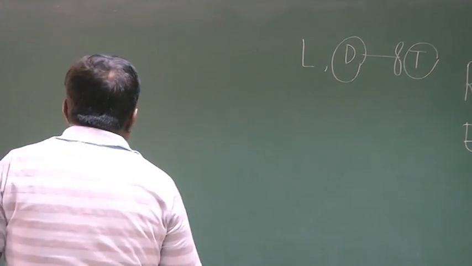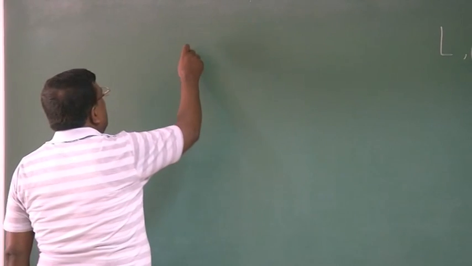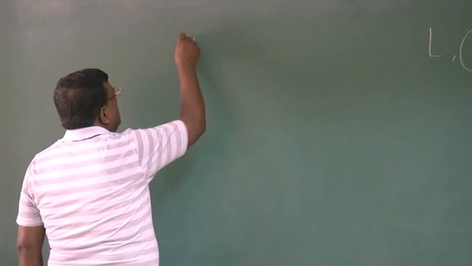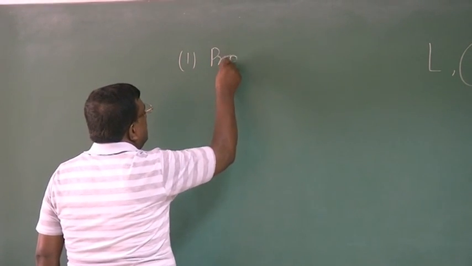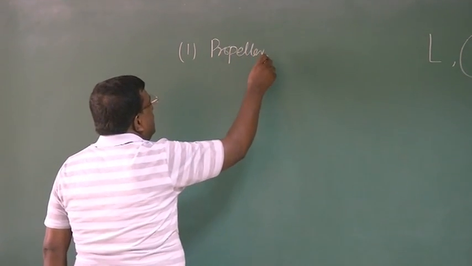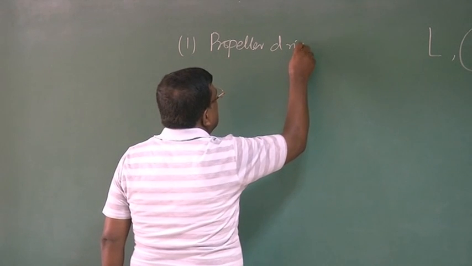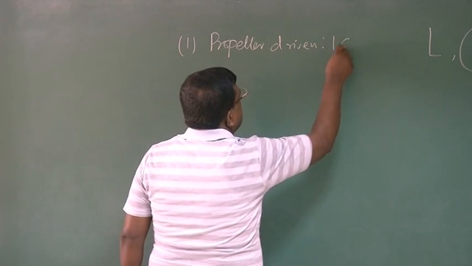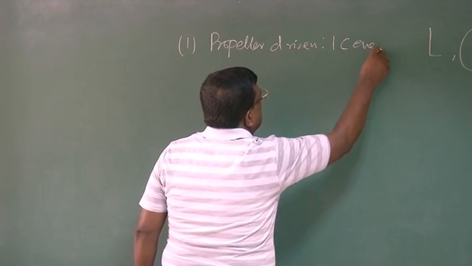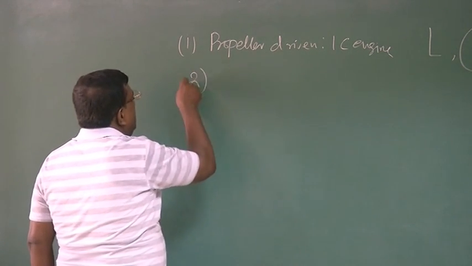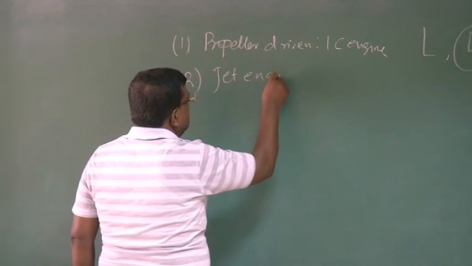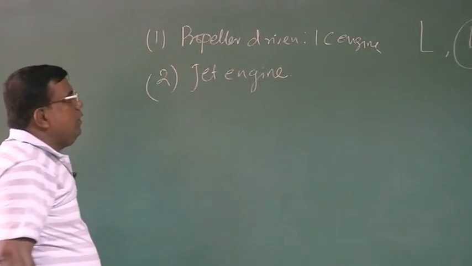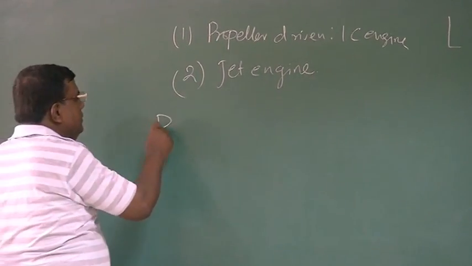So let us see, we have been discussing two types of airplane. One is propeller driven, typically IC engine, and the second one we are considering is the jet engine. So we'll first be talking about the propeller engine.